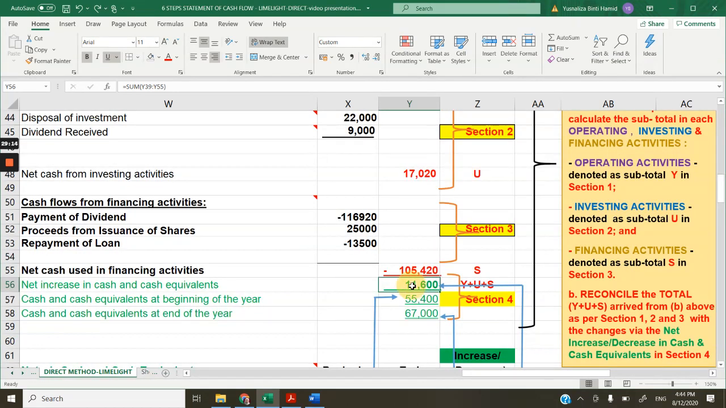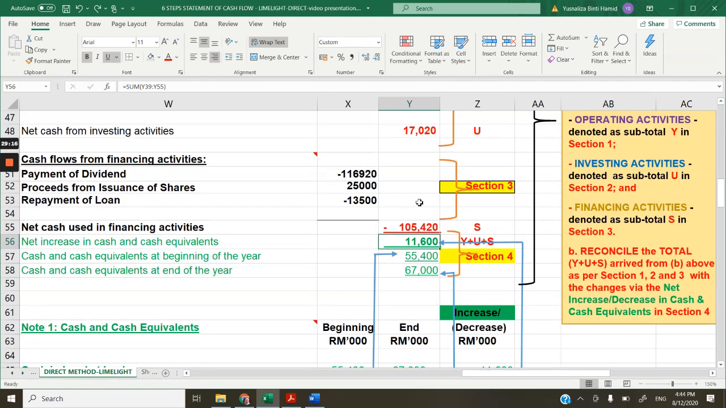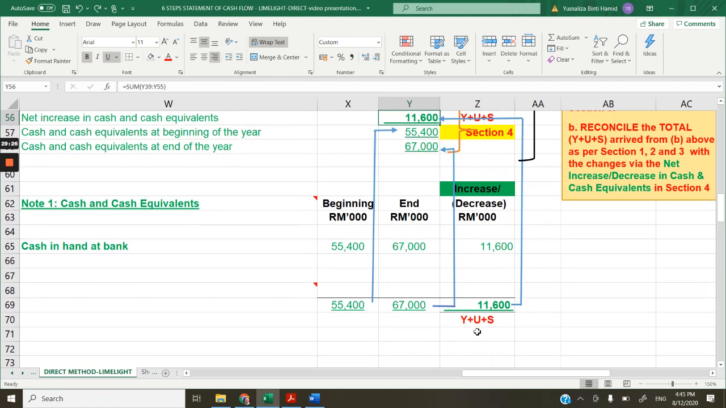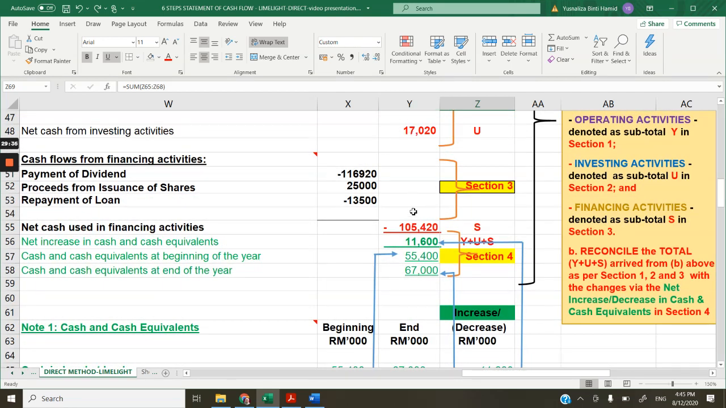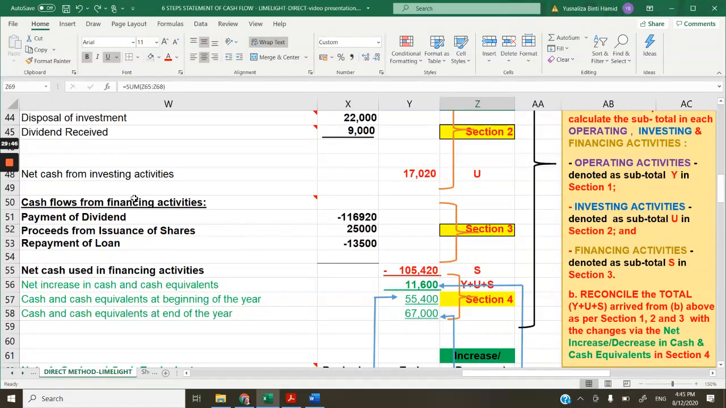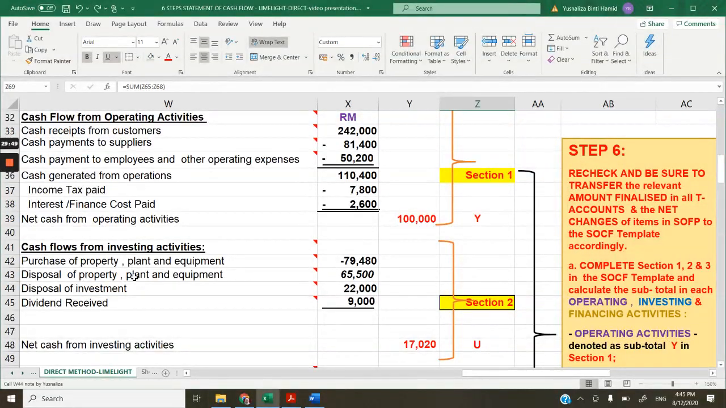And this figure must be the same as the one you generate from adding Y, U, and S, which gives you Y plus U plus S. It should be reconciled with your increase in cash and cash equivalents. If your total from the three activities, operating, investing, and financing, does not match this, something is wrong somewhere, maybe somewhere in financing, operating, or investing.